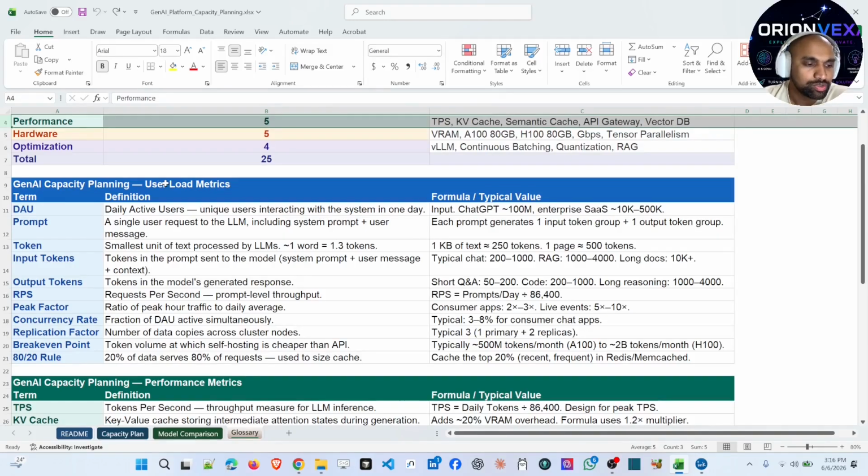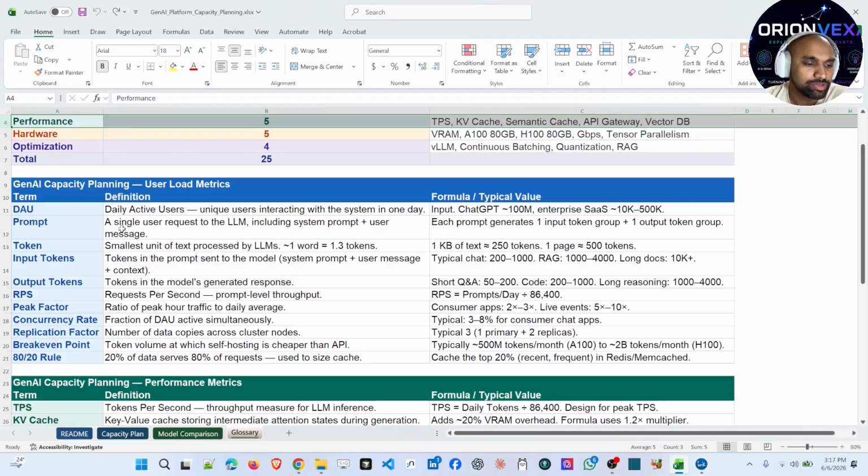First thing, the user load metrics. The first and foremost one is daily average users. That is the unique users interacting with the system in one day. If we consider ChatGPT, around 100 million users interact with the platform daily. For an enterprise SaaS platform, we can consider around 10K to 500K as a starting point.